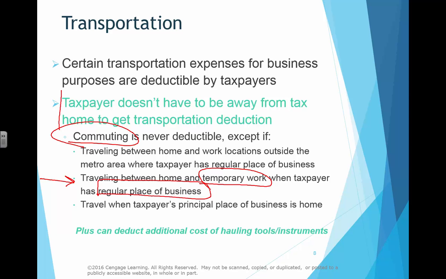And now I'm just giving examples here. And then lastly, this is self-explanatory. When you have an office in your home and you don't have a regular place of business, so say I'm an insurance salesperson and I work out of my home, every time I go to meet a client, every time I go to assess a claim, I can write off my transportation because every time I leave home, I'm leaving my principal place of business. There are no commuting expenses.